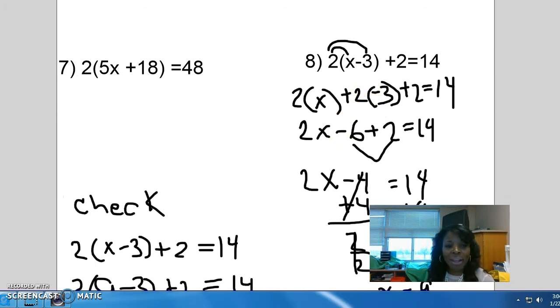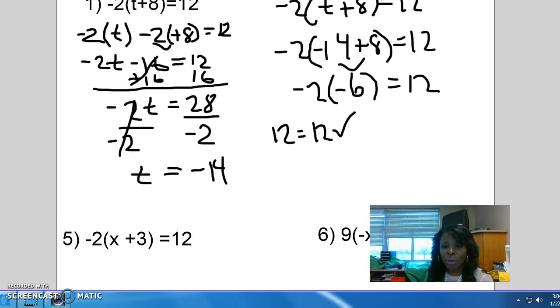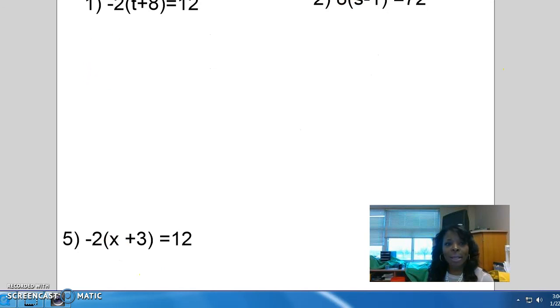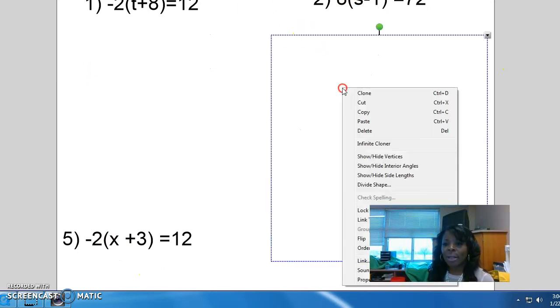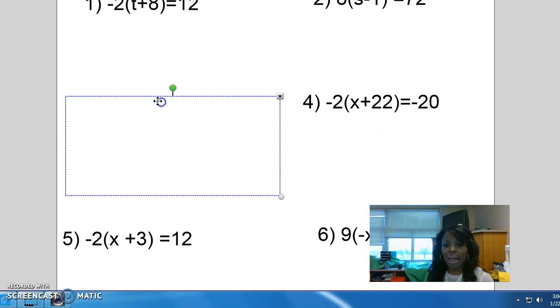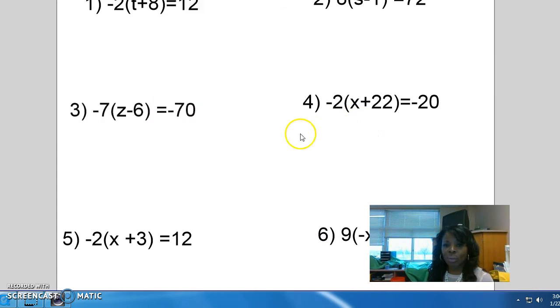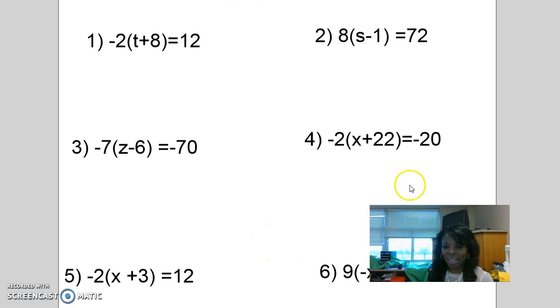Okay. So now, if you are at school, you can stop watching me now. Get started on the worksheet. If you are at home and you want to copy this worksheet down and do the problems, I will delete these white spaces, okay? So here are the problems.